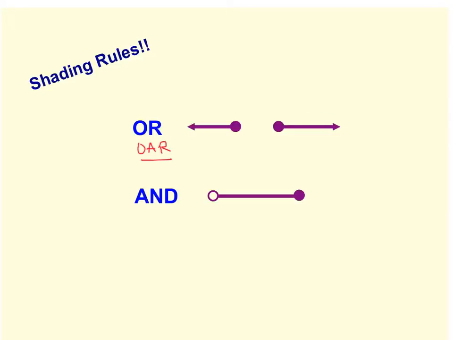So we're saying x could be less than this value, or x could be greater than that value. Now the "and" is you're shading everything in between your two circles. So you're saying x is going to be greater than this number and it's going to be less than this number, which is why we end up shading everything in between. So just write those down in your notes. That'll make sense when we do a couple examples.